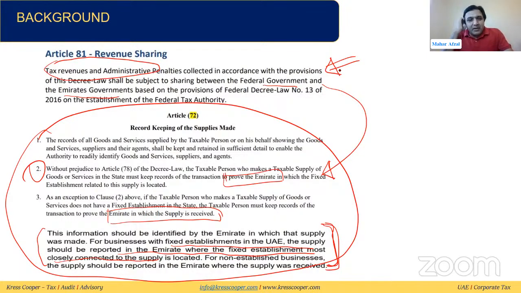In the previous requirement, we have identified that the tax revenue and administrative penalties need to be shared between the Emirates, and based upon this, there was a requirement in Article 72 of the law, and there is a requirement in the respective guide as well.